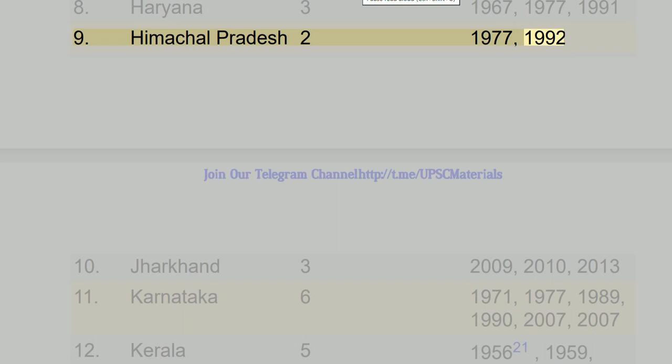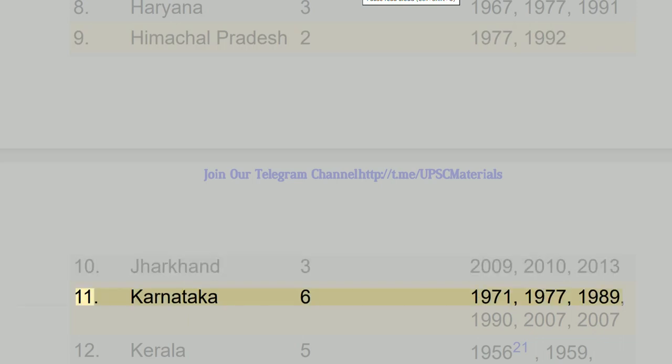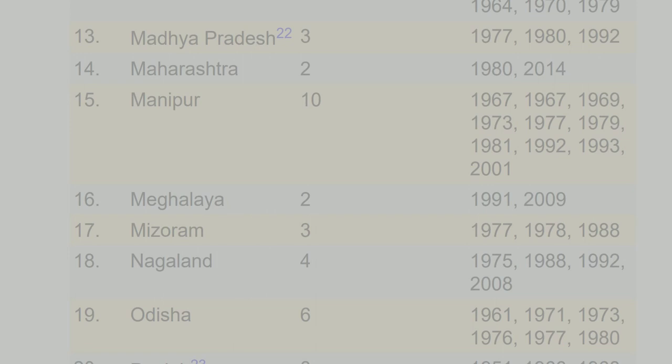10 Jharkhand 3, 2009, 2010, 2013. 11 Karnataka 6, 1971, 1977, 1989, 1990, 2007, 2007. 12 Kerala 5, 1956, 1959, 1964, 1970, 1979. 13 Madhya Pradesh 3, 1977, 1980, 1992. 14 Maharashtra 2, 1980, 2014. 15 Manipur 10, 1967, 1967, 1969, 1973, 1970.